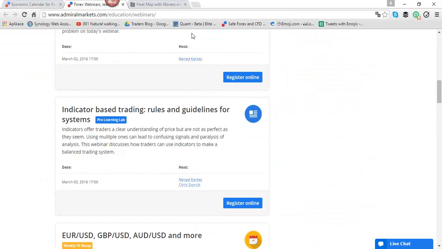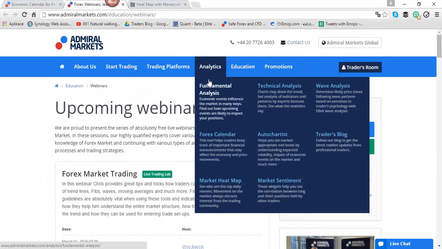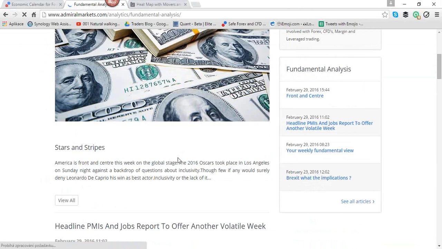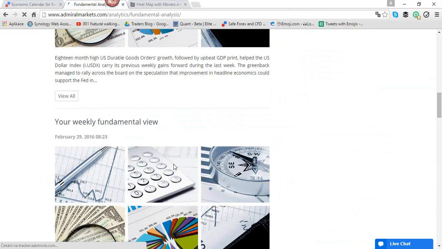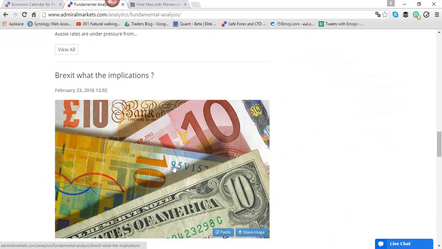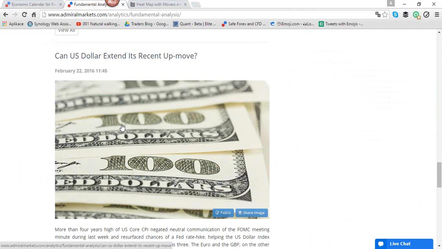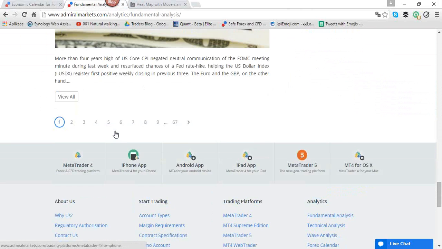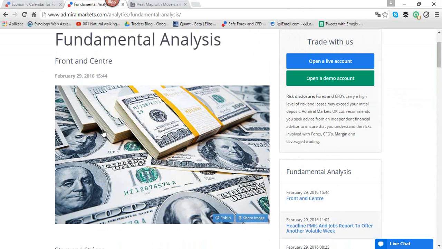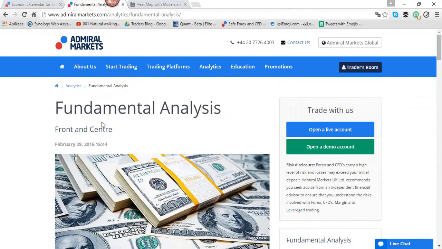Maybe Darren wrote something in fundamental analysis. I'm not sure. Something we can check. You see, there are a lot of articles from yesterday. Brexit, what are the implications? So that's something we can check maybe there too. I'm not sure if there's going to be anything about it, but maybe front and center. But definitely something to consider and think about.